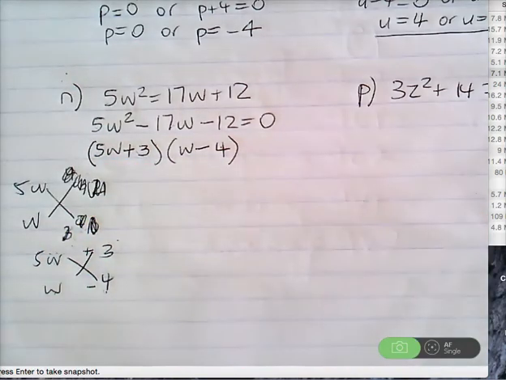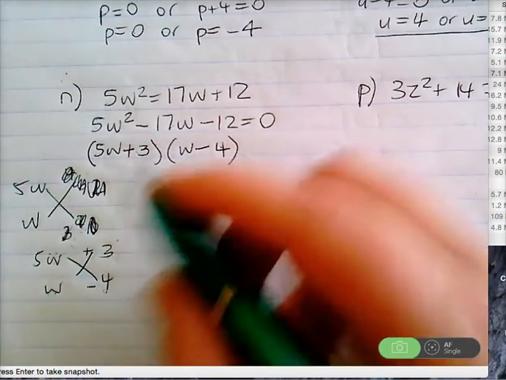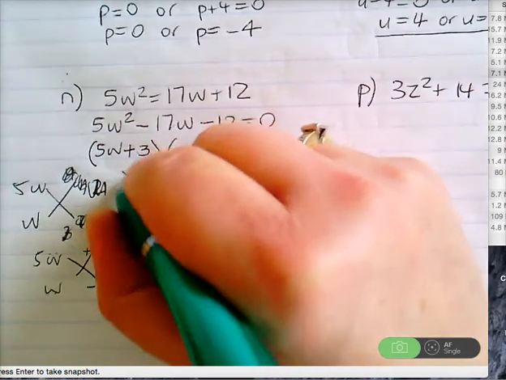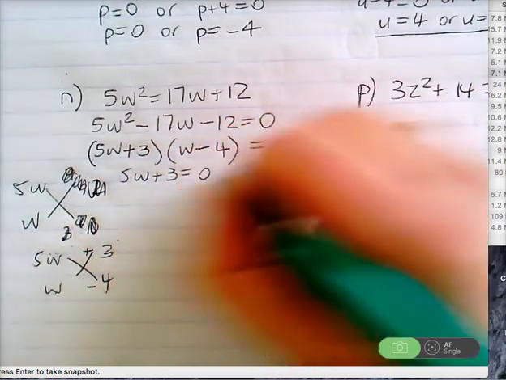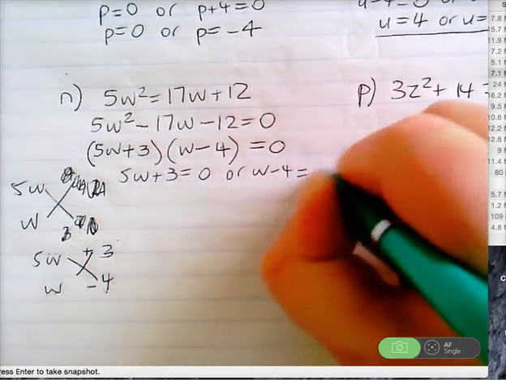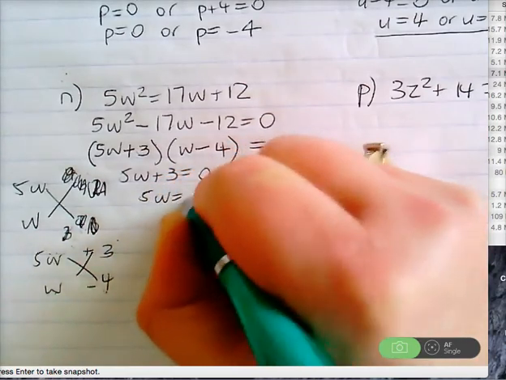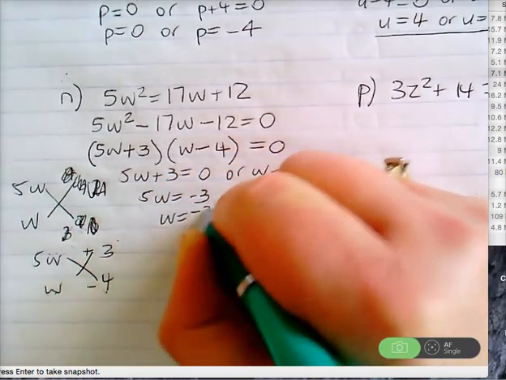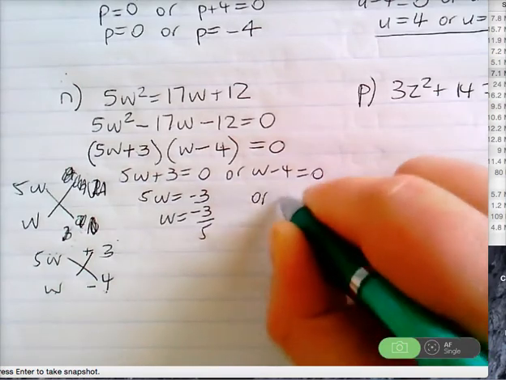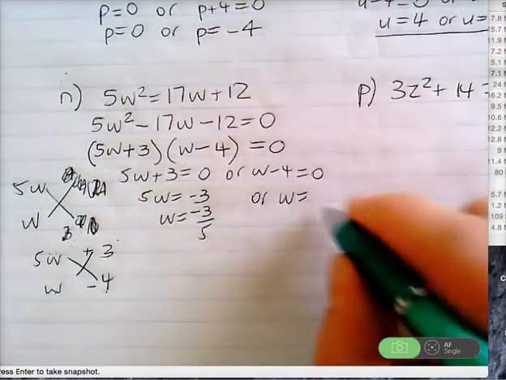You always check it once you've done it. Do you understand? So that equals 0. Therefore, 5W plus 3 is 0, or W minus 4 is 0. 5W is negative 3. W is negative 3/5. Or W is 4.